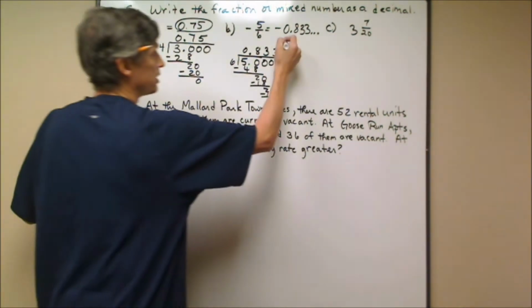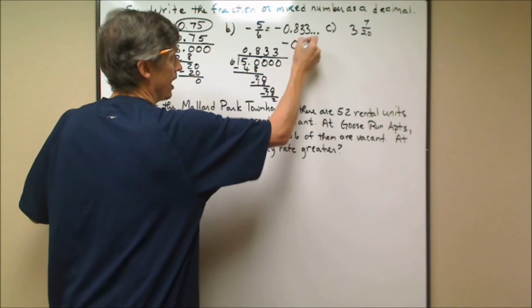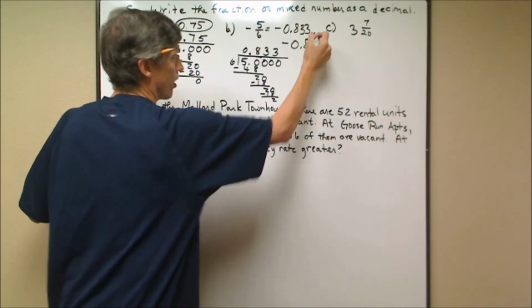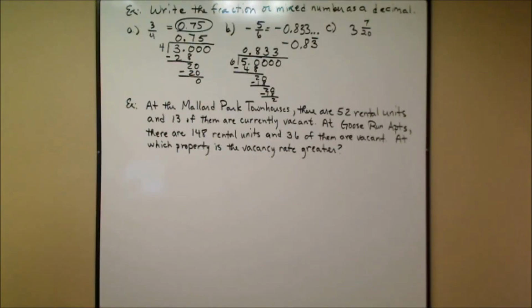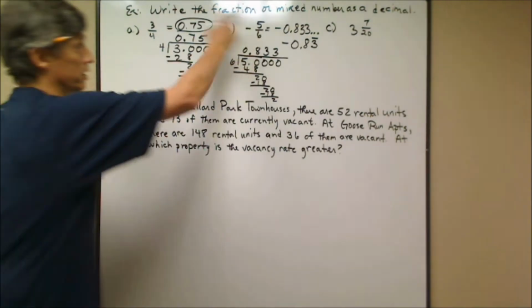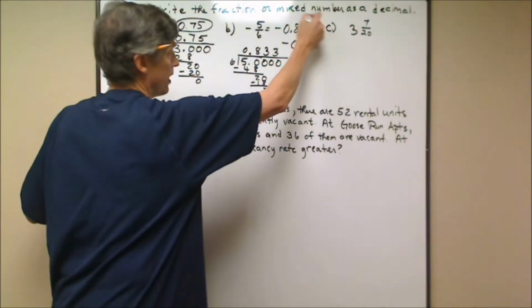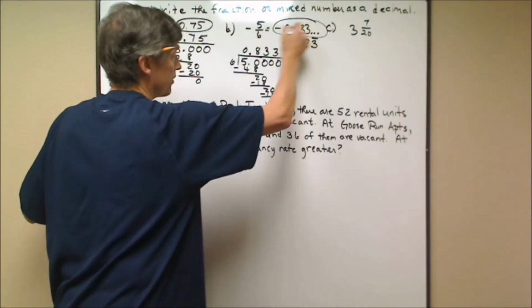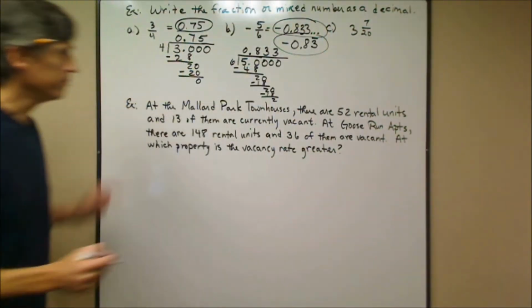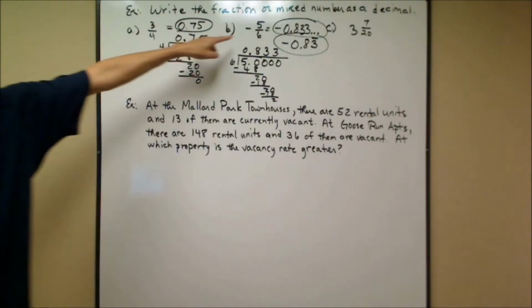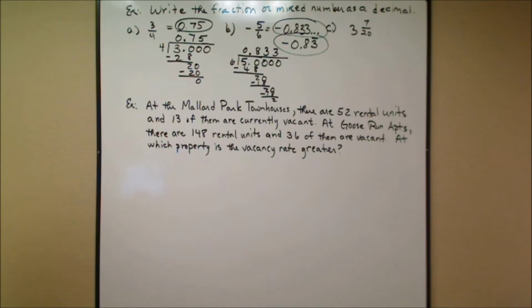Or better is negative 0.83 and then you put a little bar above the 3 to indicate that that is the only digit that is repeating. That the 3's would continue forever and ever and ever. Now this again is an example, and you can write it, like I said, either way. This is an example of a repeating decimal. It's a rational number, but in decimal form it repeats.